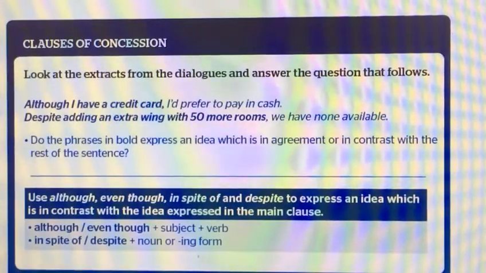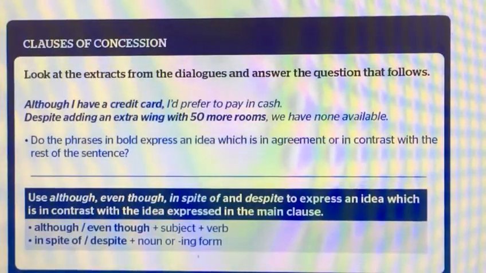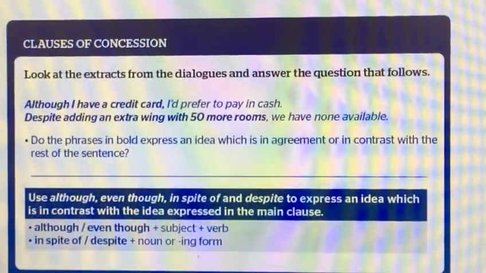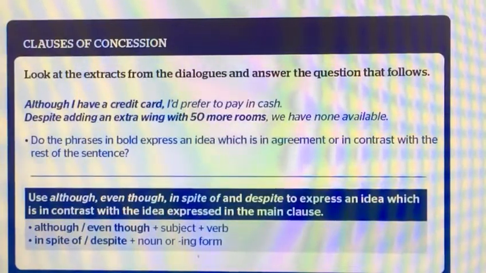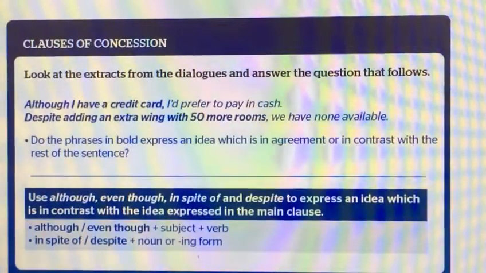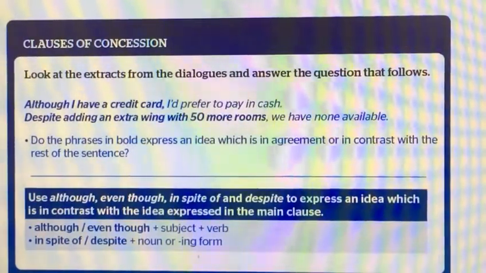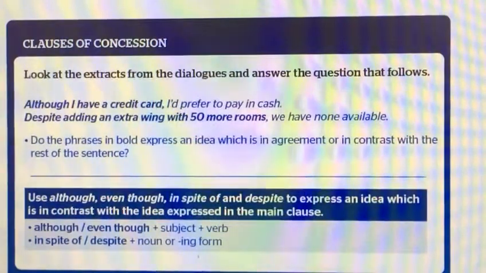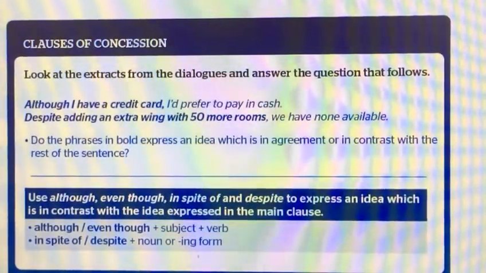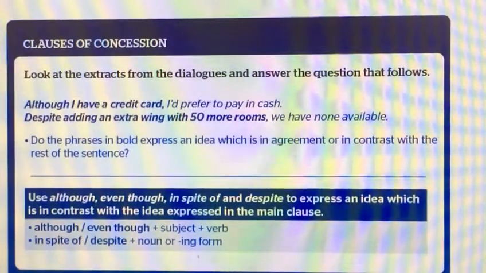Now, clause of concession. We use clause of concession to express contrast or opposition to the main clause. We use words like although, even though, in spite of, despite, plus the noun or ing form. Let's take some examples. Although or even though he was starving, he didn't take any of the food they offered him.